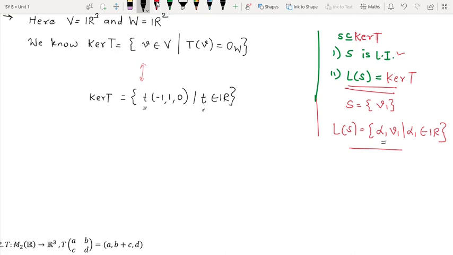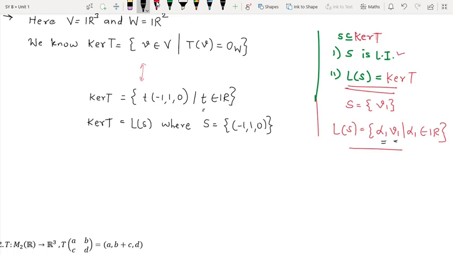And the second thing is, see what is our v1 over here? It is this vector v1. I hope you are getting my point. So therefore this is nothing but the linear span of S, where S contains only one vector, that is (-1, 1, 0). And our left hand side is the kernel of t.